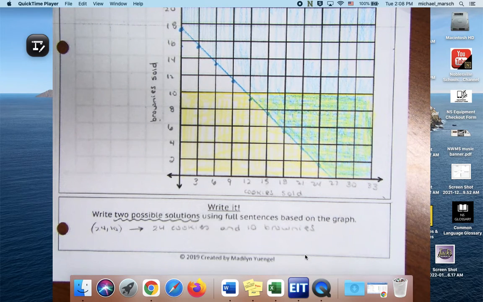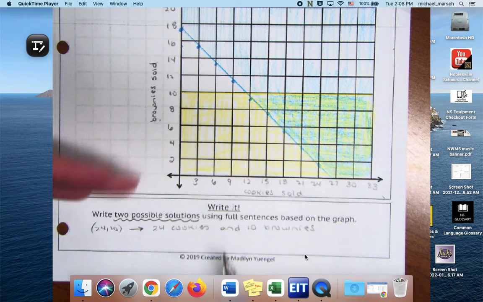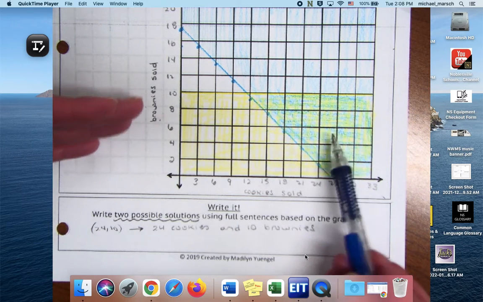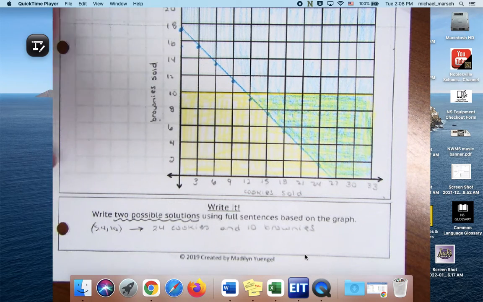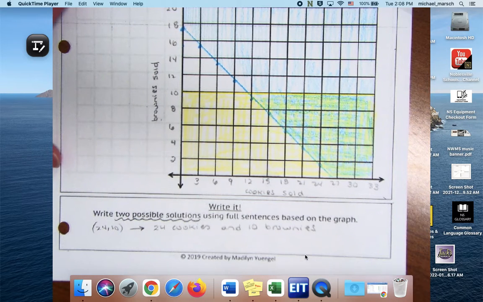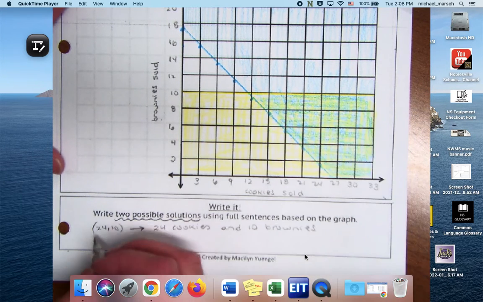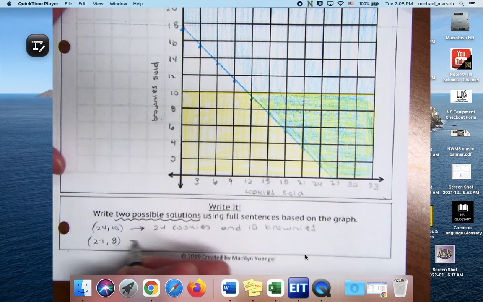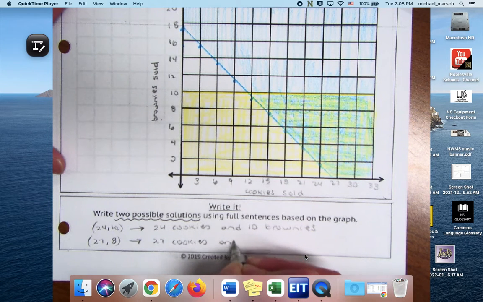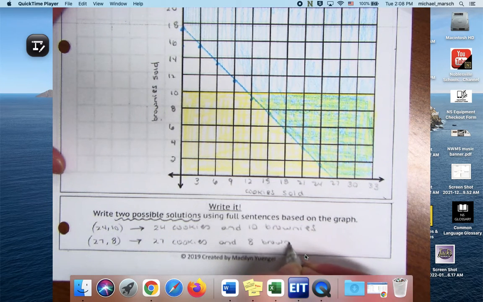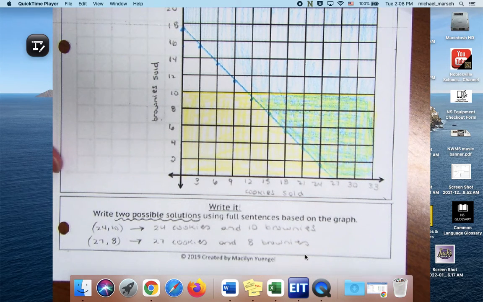So in this situation, it would be crazy if all of us or any of us had the same ordered pairs because you could pick any combination in here. So, Landon, give me another one. 27, 8. 27, 8, yep. And that represents 27 cookies and 8 brownies. Does anybody have questions about how we did that?